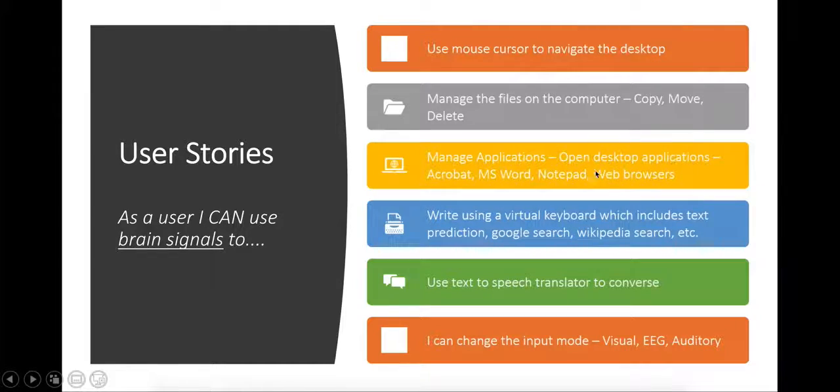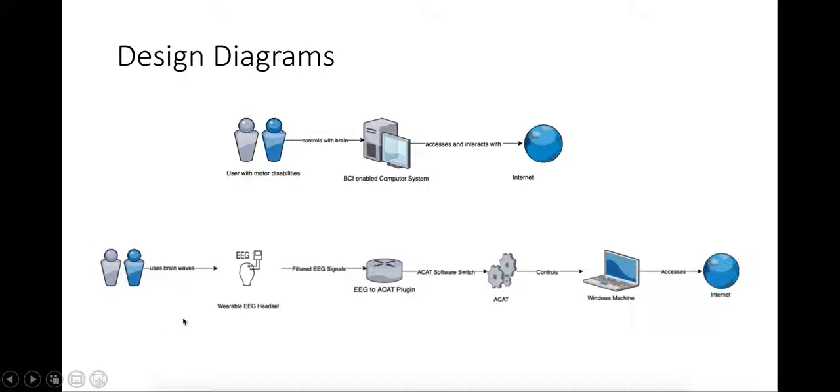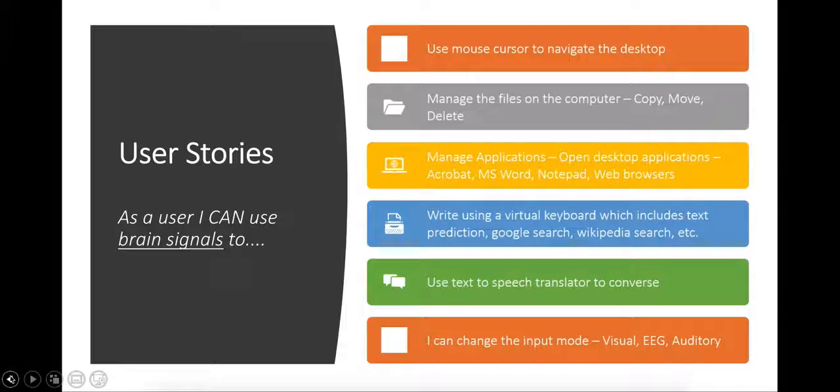And the most important thing we have in this section is web browsers. Just using the brain signals, users would be able to use web browsers, write a URL, search for anything, or maximize the windows, just as the regular person would do. And fourth is a virtual keyboard that includes text prediction, Google search, Wikipedia search, etc. The user who is going to write anything using this keyboard would be able to Google search and Wikipedia search right from the keyboard.